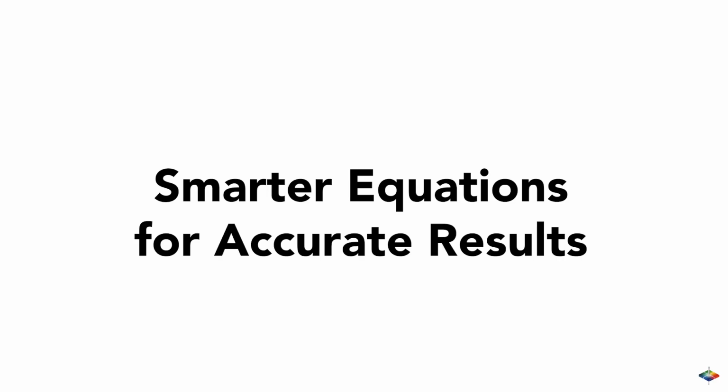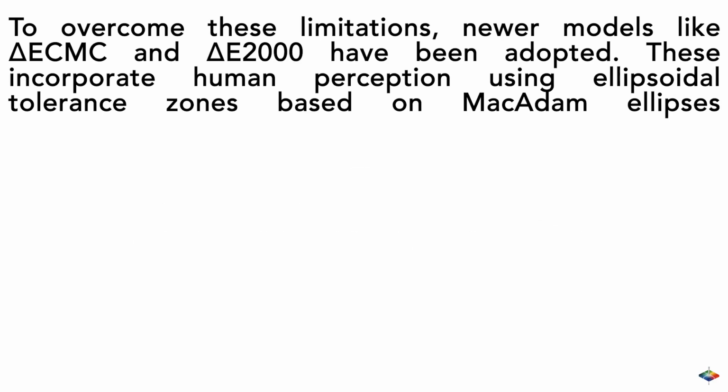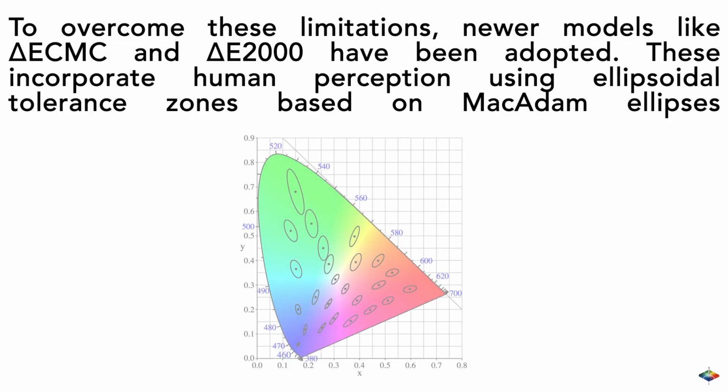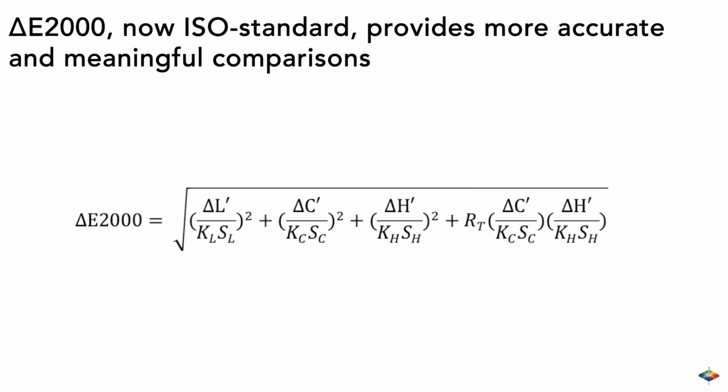Smarter equations for accurate results. To overcome these limitations, newer models like Delta E CMC and Delta E 2000 have been adopted. These incorporate human perception using ellipsoidal tolerance zones based on MacAdam ellipses. DE 2000, now an ISO standard, provides more accurate and meaningful comparisons.